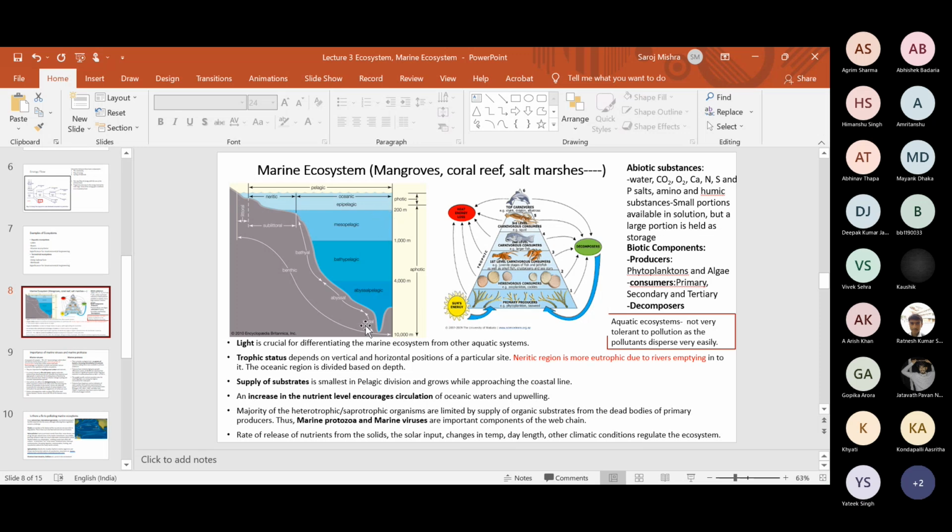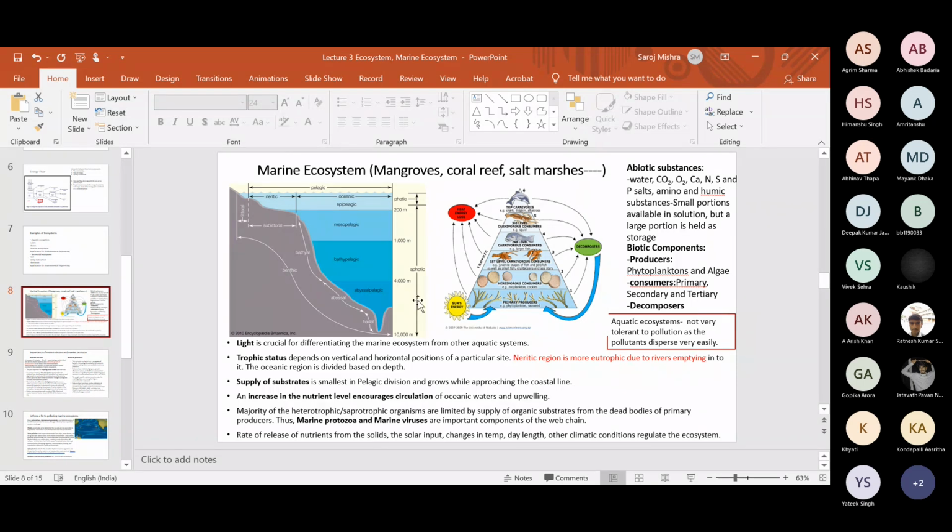So therefore we will again go back and emphasize that light is extremely crucial for differentiating. By differentiating, what we mean is what kind of photic life is going to be here, and that is going to be determined by how much light is going to penetrate up to this level. The trophic status, that is, trophic means the energy status, whether you are a producer, a primary or a secondary consumer, will depend on the vertical and horizontal positions of a particular site.